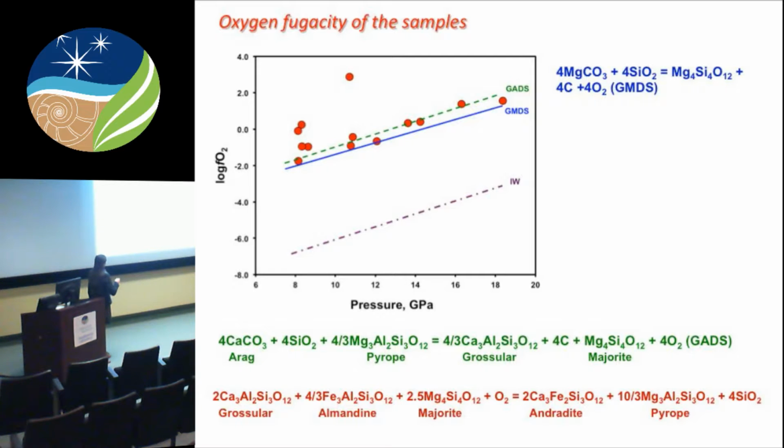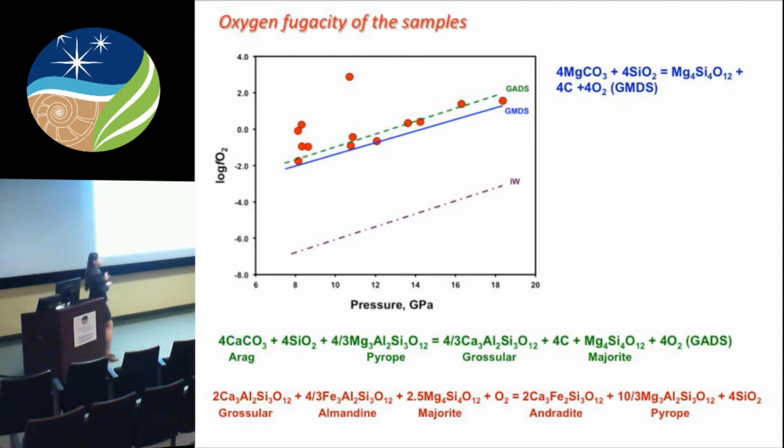So the other two oxygen fugacity buffers are using carbonate. And the simple one is GMDS, which is magnesite, garnet, stishovite, and diamond. It's very simple, and there is hardly any room for making a mistake while putting that equilibrium. It lies very, very close to our garnets. And the top one, the green one, is exactly the same as this, but with aragonite. And again, to mass balance this reaction, it had to be slightly more complicated.